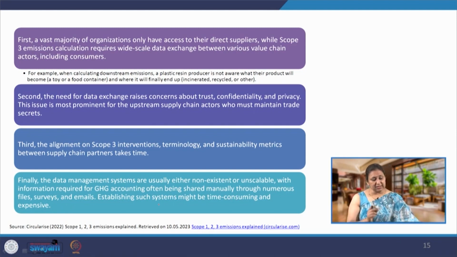The second is the need for data exchange, that raises concerns about trust, confidentiality and privacy. The issue is most prominent for the upstream supply chain actors who must maintain trade secrets.